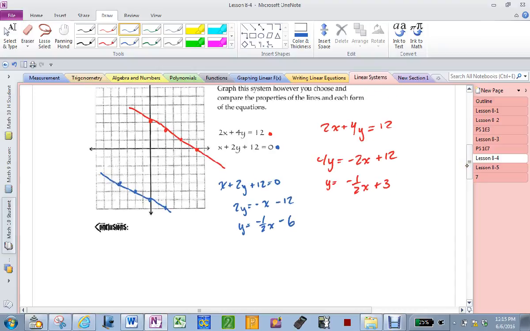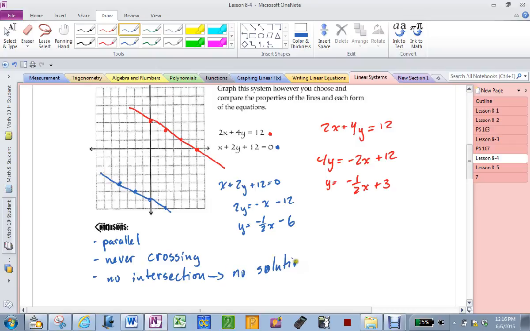What do you notice about those two lines when you graph them? They're parallel. What does parallel mean? They're never crossing, which means what? No intersection, so how many solutions? None. There is no coordinate in the universe where those lines will cross.